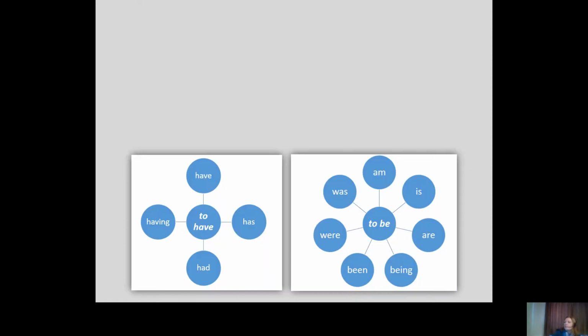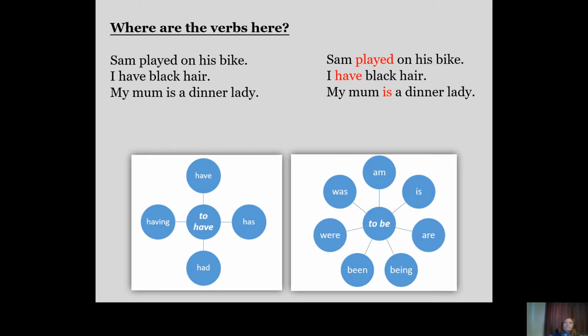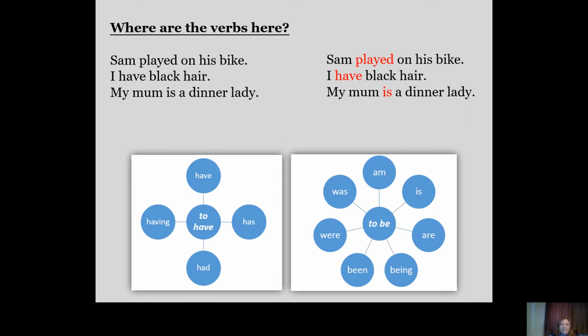Okay. Going on a little bit more. Looking at these verbs now and those sheets at the bottom. The verbs here. So Sam played on his bike. What did Sam do? He played. Yeah. I have black hair. What did you do? You have, to be, to have. Yeah. My mum is a dinner lady. She is a dinner lady. Yeah. Okay. And we look at this a little bit more.